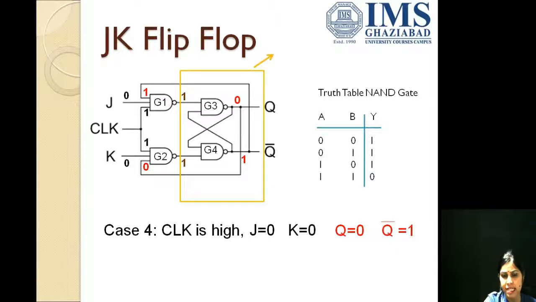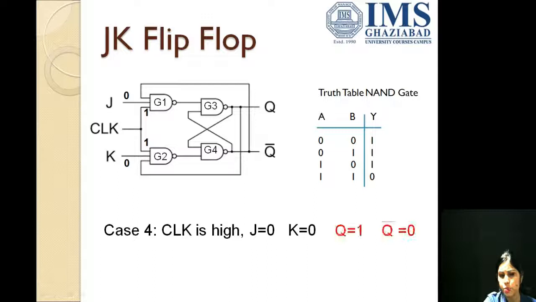Now this is an SR latch with NAND gate, and the output 0 would be going as an input for G4 NAND gate, giving 1 as the output, and 1 would be going as an input to G3 NAND gate, and 1 and 1 would make it 0. So Q would be 0 and Q bar would be 1. Now, let us assume that the previous output Q is 1 and Q bar is 0.